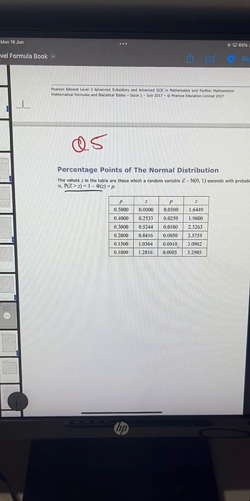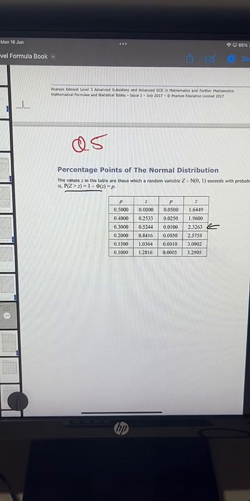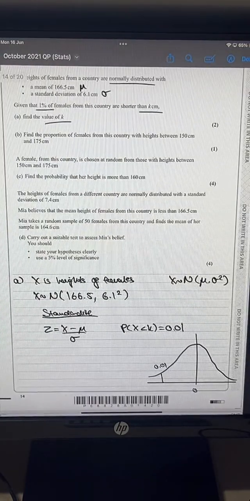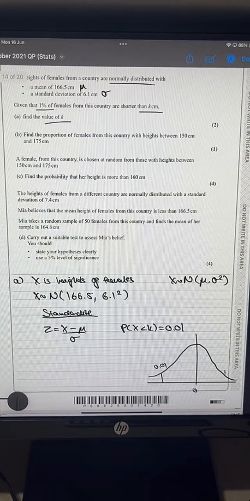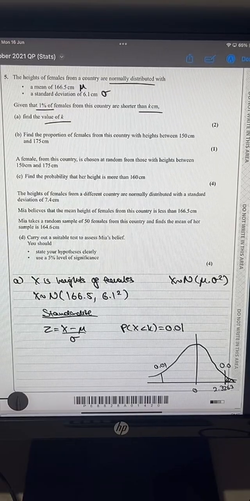So Z greater than z, you would read off this value over here, right? Because that's 0.01, that's 2.3263. So if I go back to the question and show you how that works, the probability that Z is greater than 2.3263, this bit here, is also 0.01.